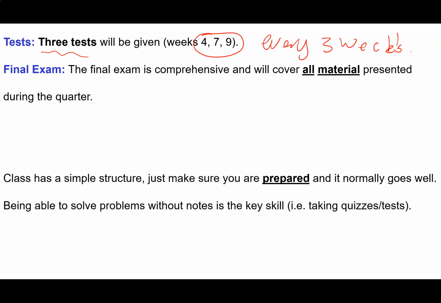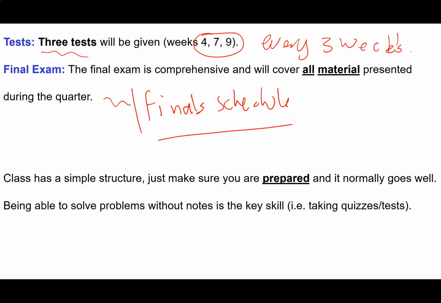And then we will also have a final exam, and the final exam is comprehensive. It will cover all of the material presented during the quarter. This is going to be at the time in the final schedule that is posted on the Pearce College website. So I'll show you again how to look that up in the session on Monday. And also near the final exam, I'll go through where you can find the time and the date for that final.